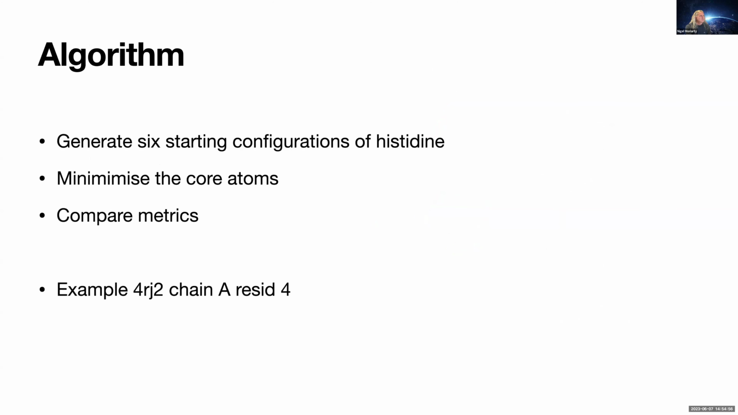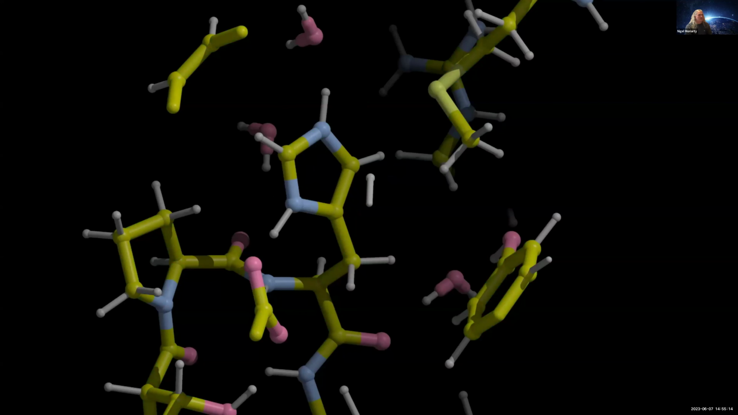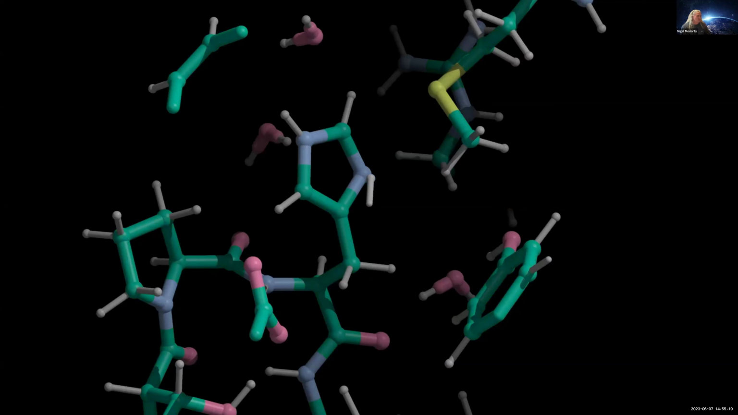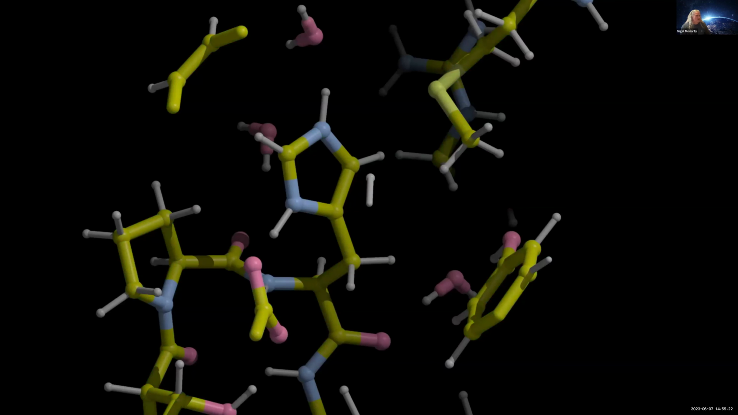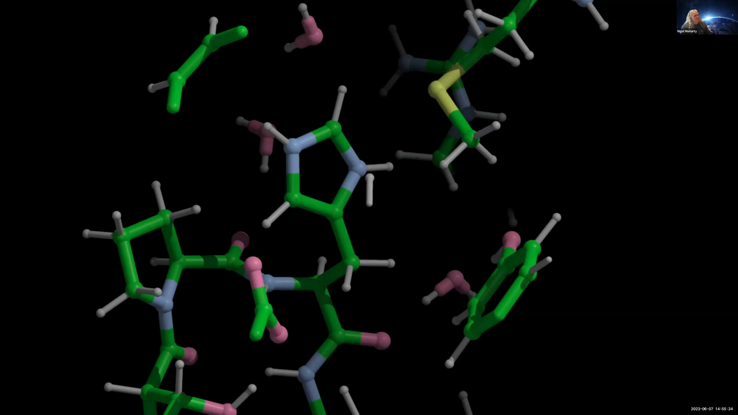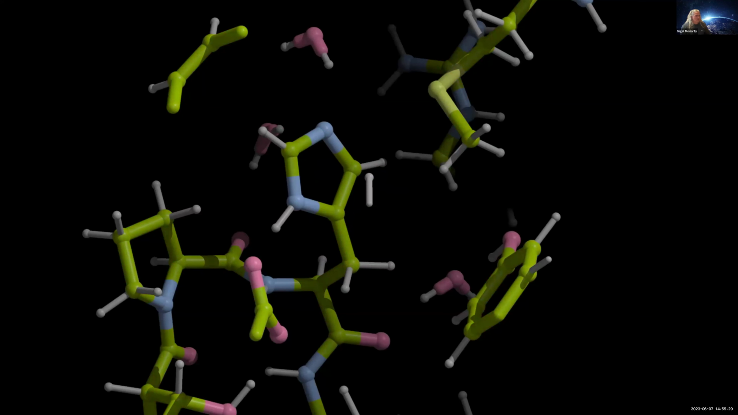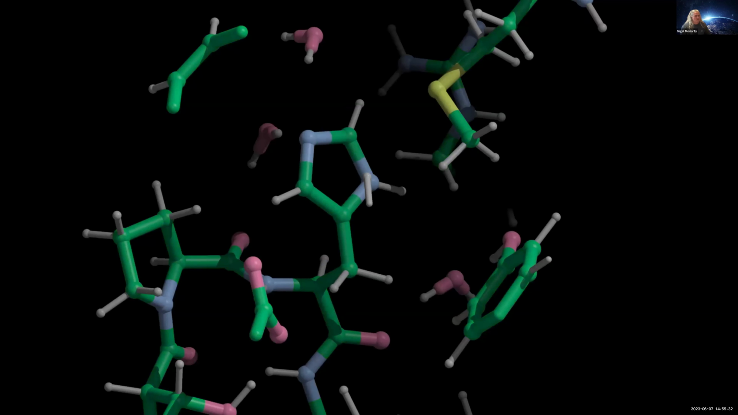And so what that leads to is my algorithm will take the 6 starting configurations of histidine, minimize the atoms that you've chosen, and compare a number of metrics that I have played with. And I'm using this example here. So this is what each of the histidine configurations looks like. You can see that the water molecules in the background are rotating appropriately to create hydrogen bonds, depending on the protonation state. So that's a very nice thing as well.